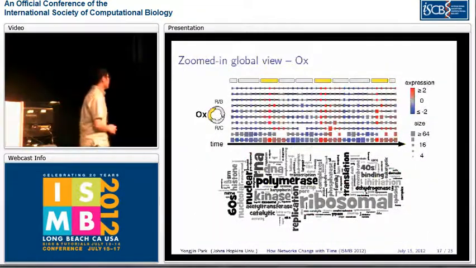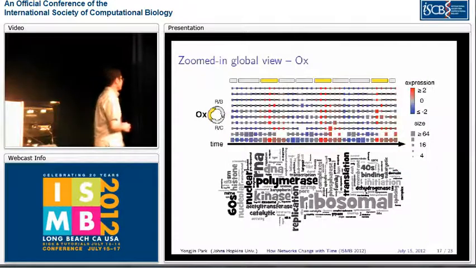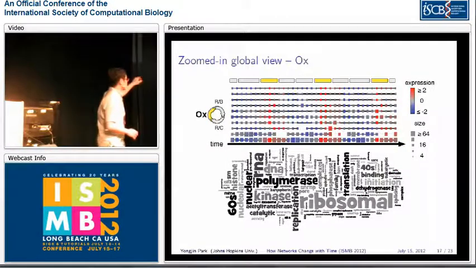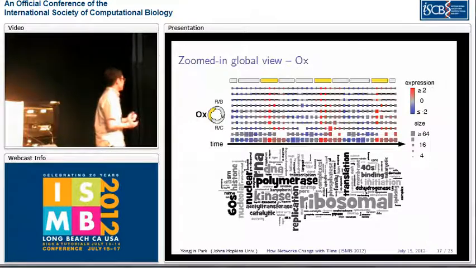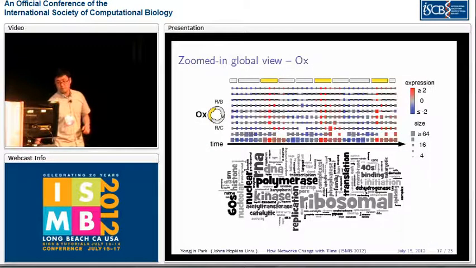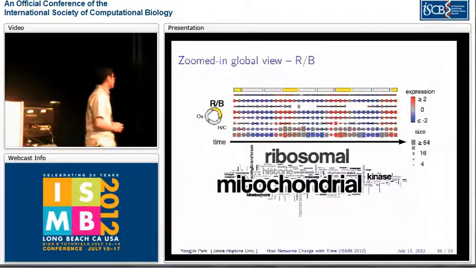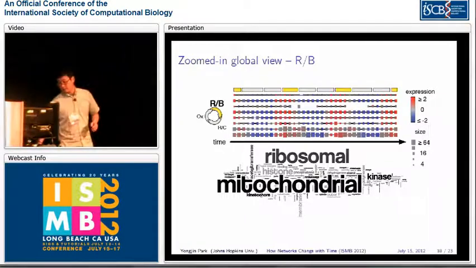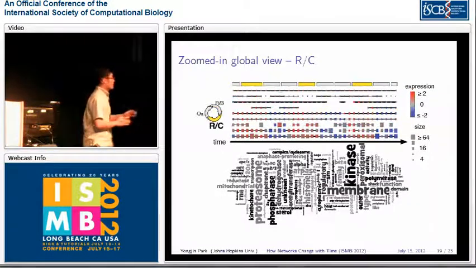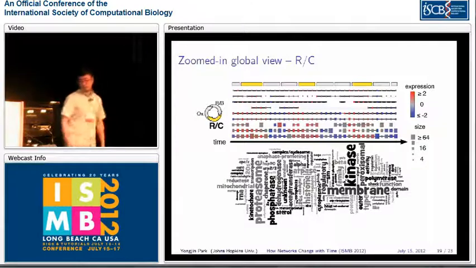During the OX phase, we pulled out the genes that correspond to the OX phase and their clusters. The keywords of the gene descriptions were ribosomal, polymerase, or kinase. Basically, RNA and DNA polymerase and ribosomal. During the reductive building phase, it's more focused on the mitochondrial ribosome. And reductive charging has more diverse functions.